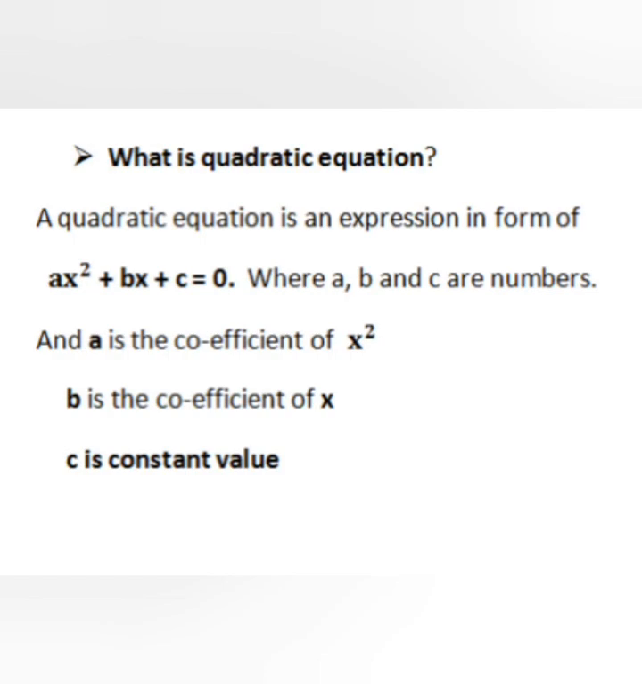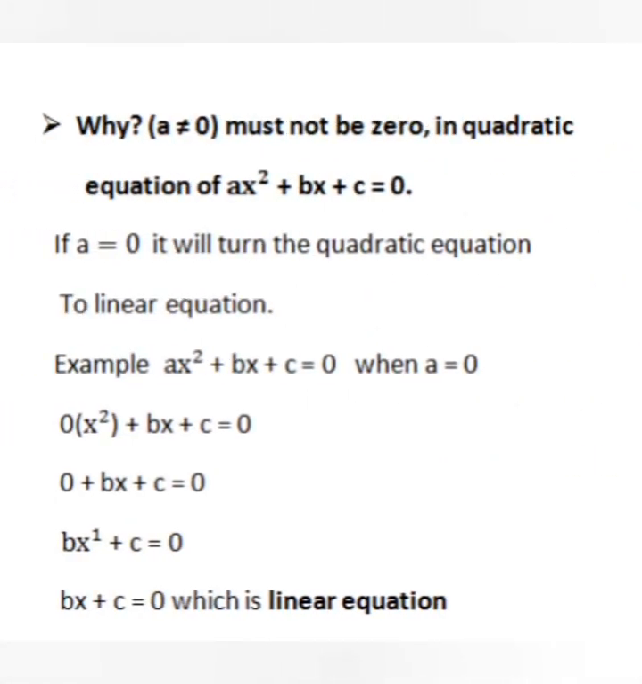A quadratic equation is an expression in the form of ax squared plus bx plus c equals 0, where a, b, and c are numbers, and a is the coefficient of x squared, b is the coefficient of x, and c is a constant value. From here, we move to our next subtopic: why a must not be equal to 0 in quadratic equation of ax squared plus bx plus c equals 0.